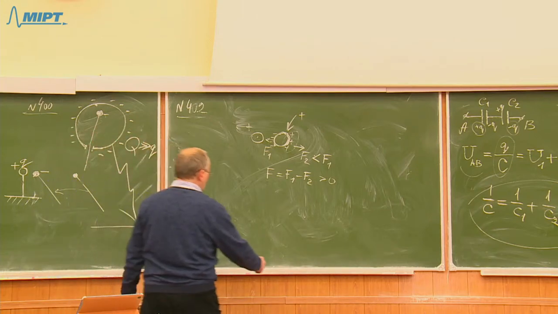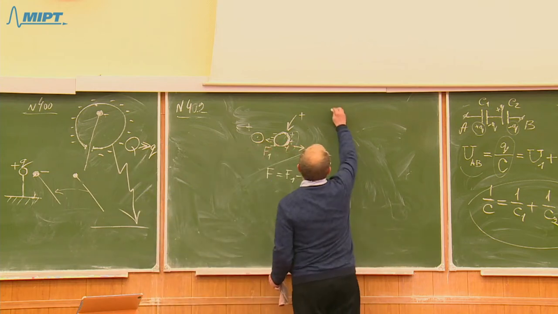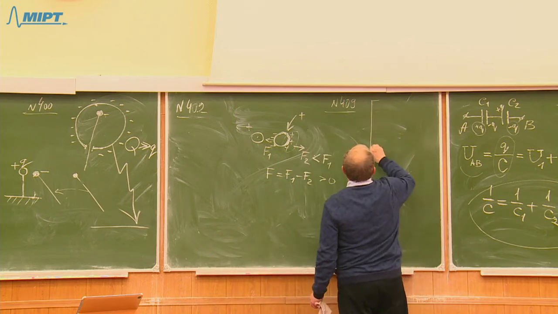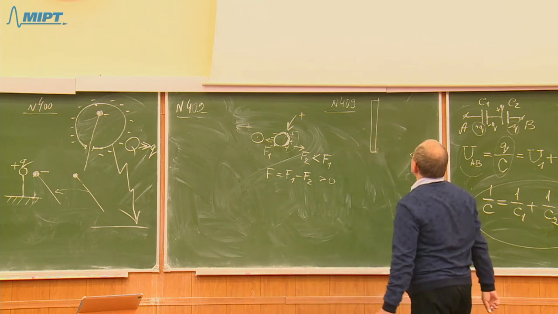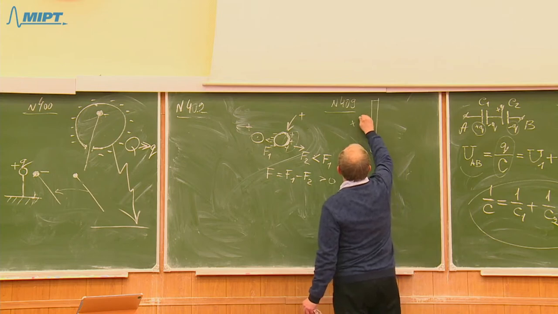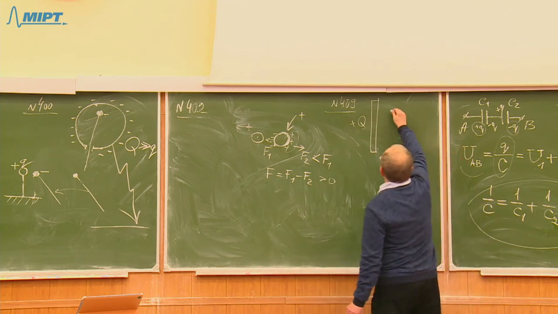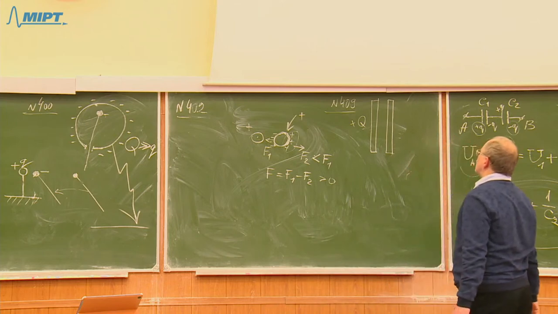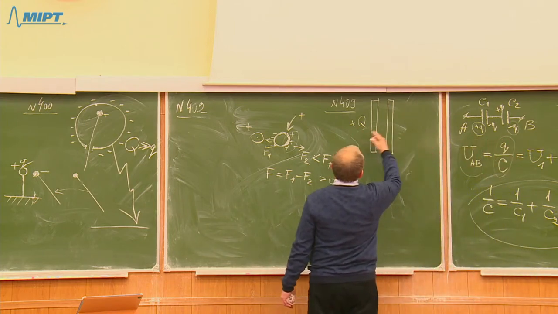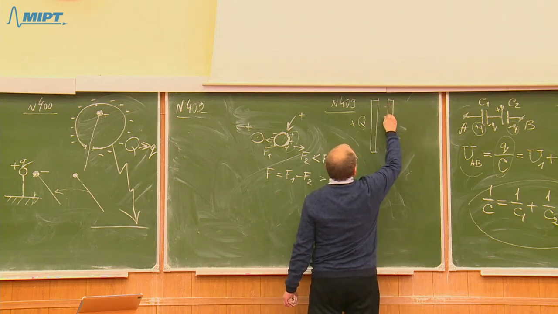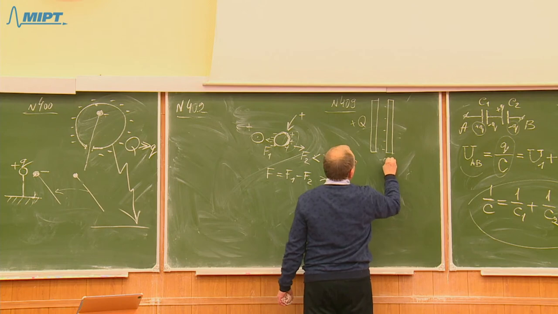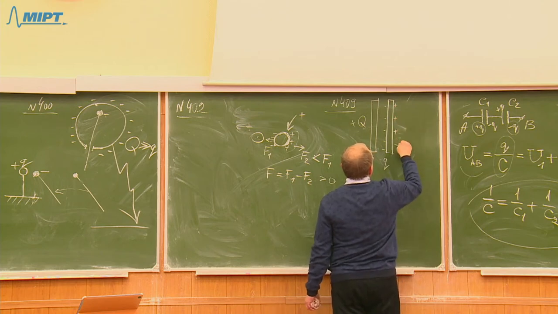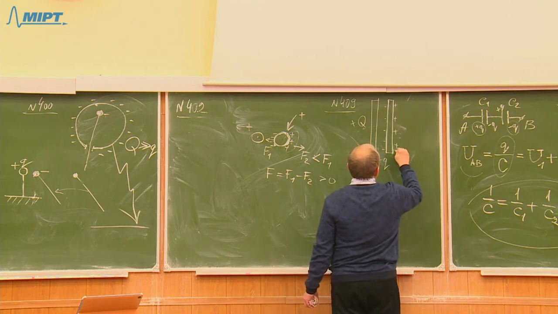Well, now problem number 409. This problem says that we have a conducting plate, like a metal plate, bearing charge plus Q. And there is another plate, an uncharged plate, with zero charge. Certainly, due to induction, electrons will be attracted to this surface, and there will be some charge minus Q on the left surface of this plate, and the remaining positive charge will be on the right side of this plate, and that will be equal to plus Q.